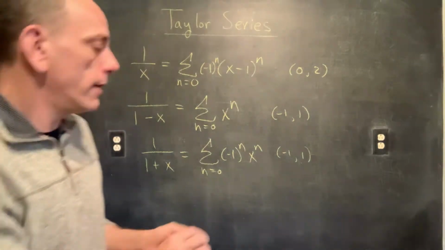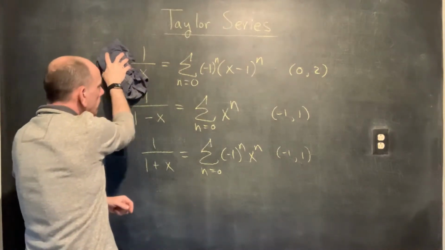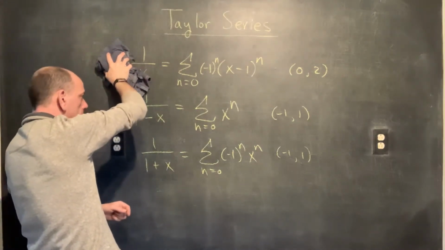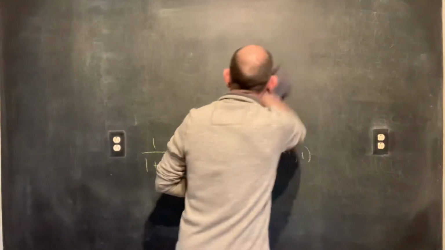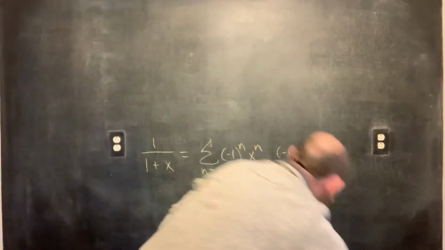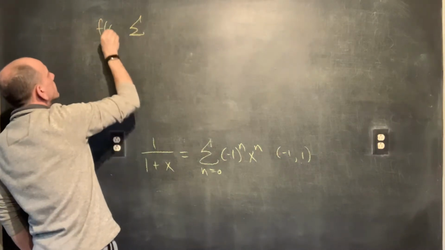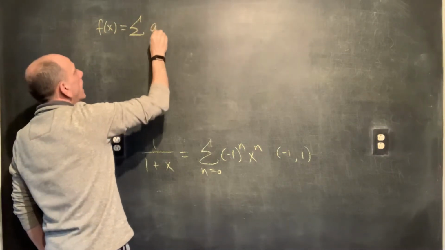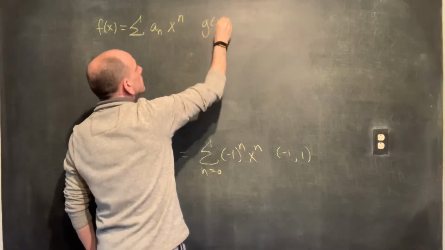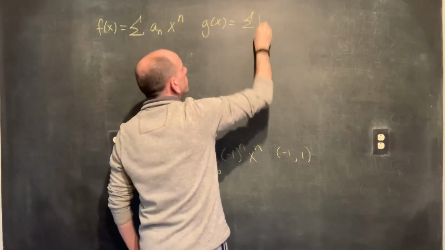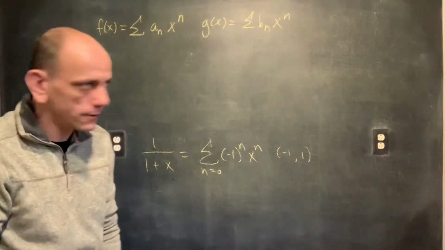So for example, well, let me give you the rules first, the properties. I'm going to leave this one here just for a moment, just to hang on to it. And let's say f of x is the series a sub n x to the n, and g is the series b sub n x to the n. Okay, we'll just center at 0 just for convenience.